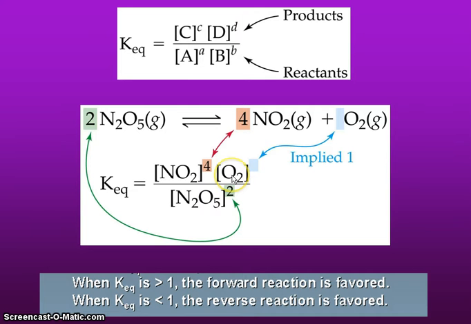Then we're multiplying that by our second product, which is oxygen, and we put it in brackets to represent the molarity. And then since it does not have a coefficient, that's just an implied 1, so we don't have to worry about it. Then we're going to divide it by our reactant, which is N2O5, so we put that in brackets for its molarity, and its 2 coefficient then becomes a 2 exponent.